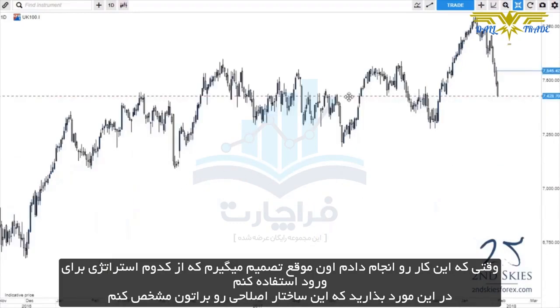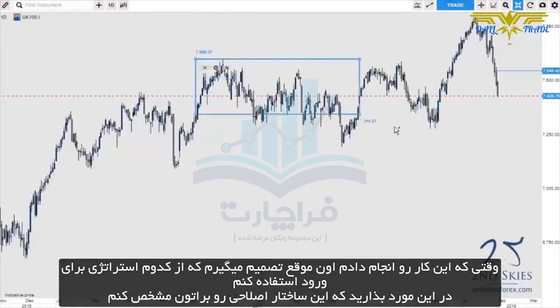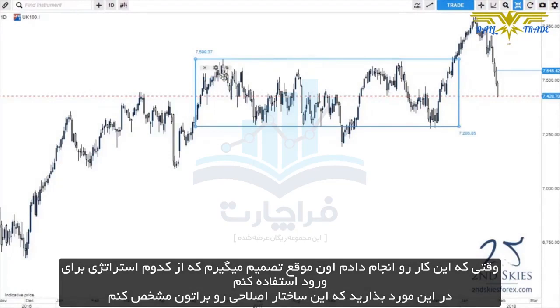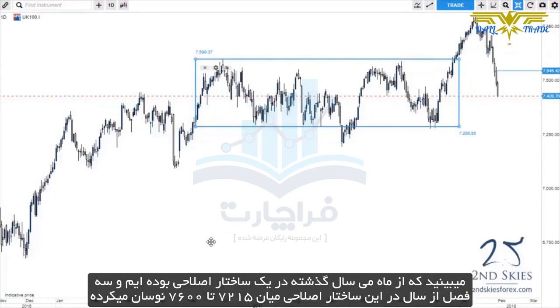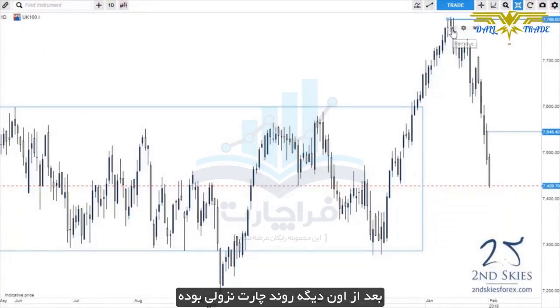Now for this one, what I'd like to do is mark this structure here. You can see that there is this corrective structure that we had been in since May of last year. So Q2, Q3, Q4, all of last year, several months we were stuck between 72.25 and 76. Towards December, though, we had a very bullish impulsive run. We broke out of it, just climbing. It went to about 78, and then the market started to sell off.